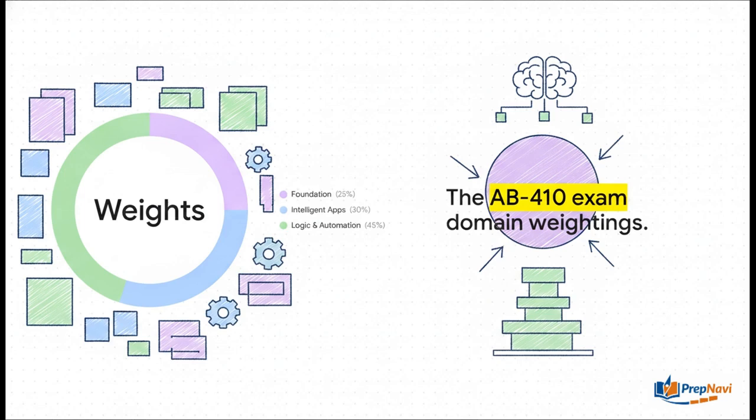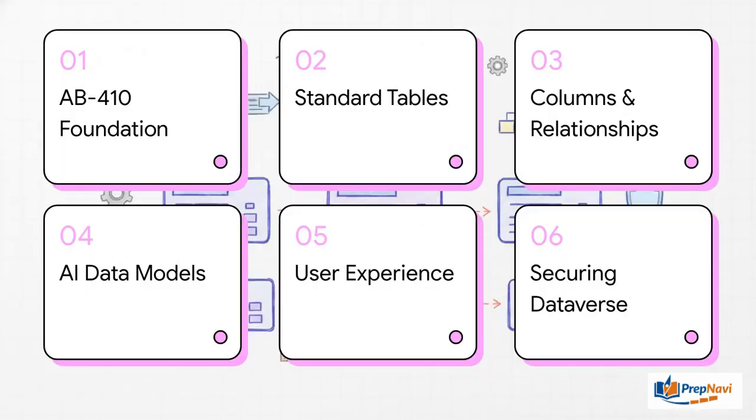Just to put things into perspective, take a look at the stakes here. The AB-410 exam is broken down into three main domains, and the one we're diving into today, creating a foundation for intelligent applications, makes up a massive 25 to 30% of your overall exam score. That is a huge chunk. It basically proves that Microsoft isn't just testing if you know how to build an app. They really want to make sure you know how to structure the underlying data environment properly. Because honestly, if you don't nail this foundation, the rest of the application logic just isn't going to stand up.